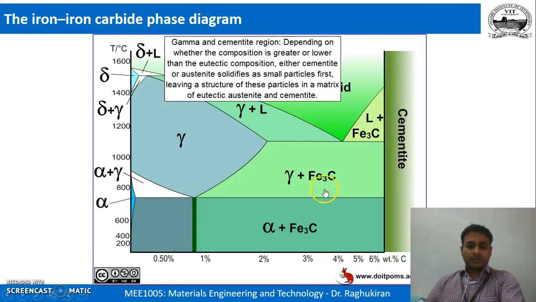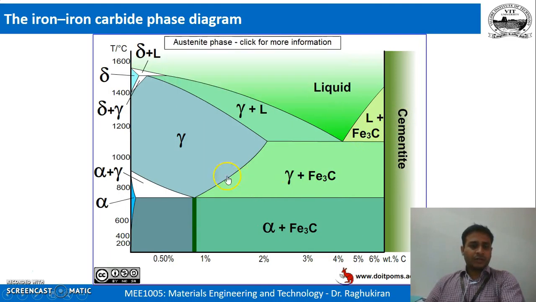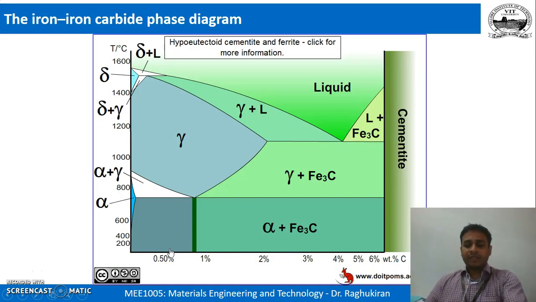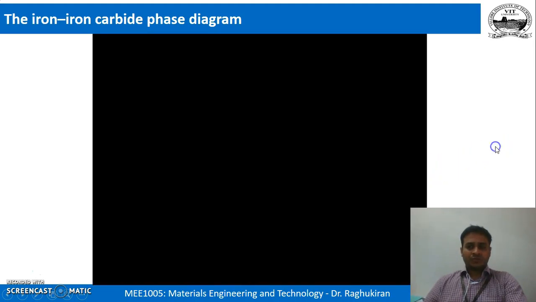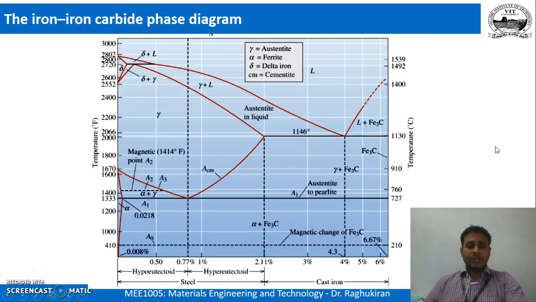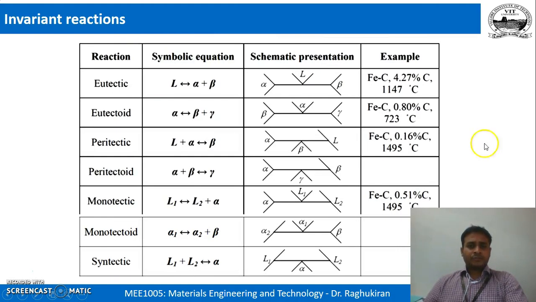So I think this is useful for you to understand different phases. It's the same thing that we discussed earlier. Now let us move to the next slide. This is where we have discussed three invariant reactions which are most important in the iron carbon diagram, that is eutectic, eutectoid and peritectic. Those happen at particular carbon percentages and temperatures, which you may have to remember.